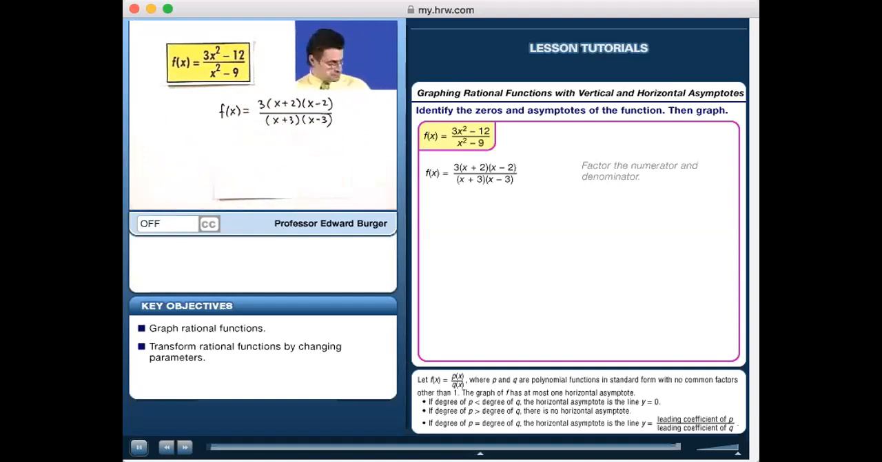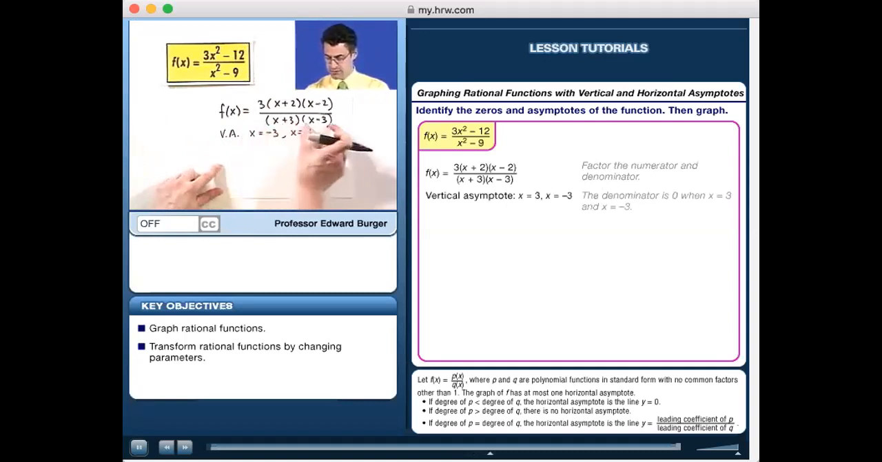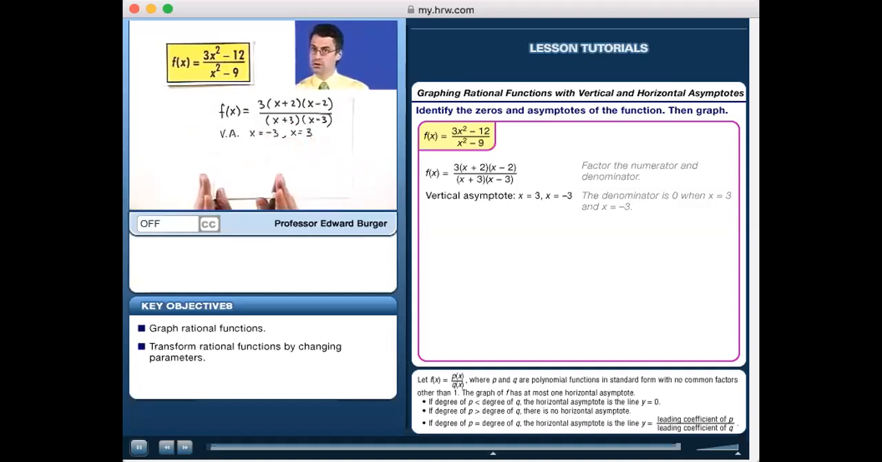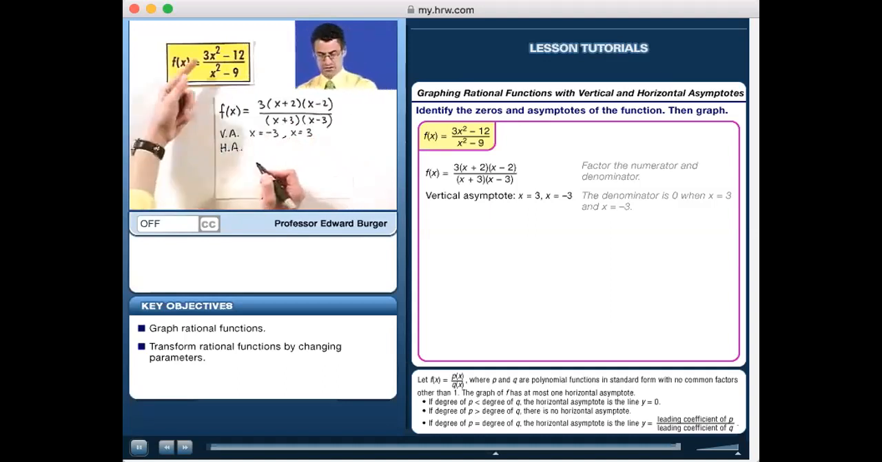How about some asymptotes? Okay, we can order some of those up. How about the vertical asymptotes? That's where the denominator is undefined. Well, notice there are 2 places where the denominator is undefined: x equals -3 and x equals 3. So this actually is going to have 2 vertical asymptotes. What about horizontal asymptotes? We'll take a look.